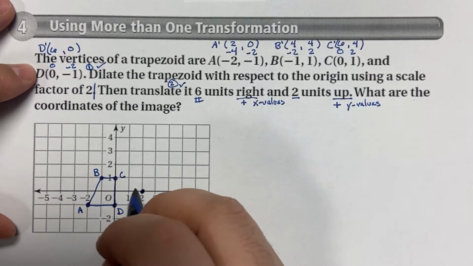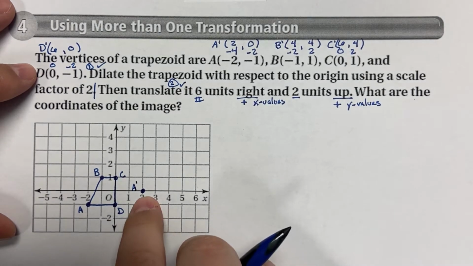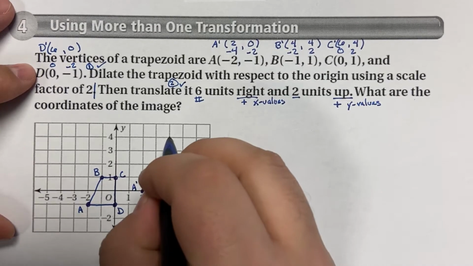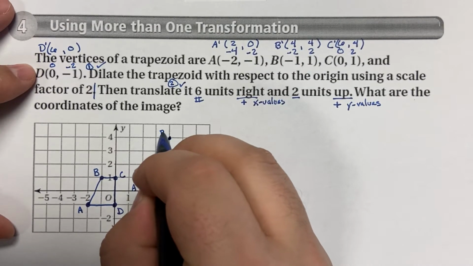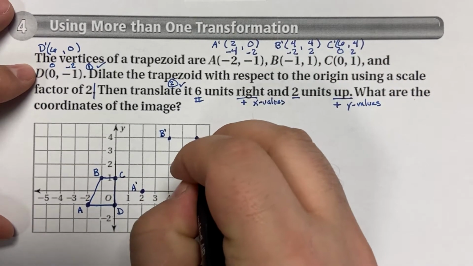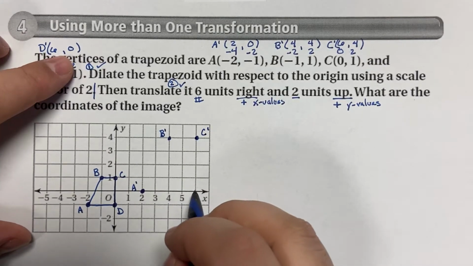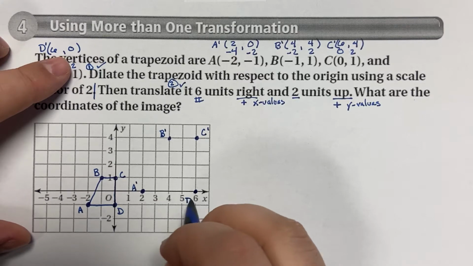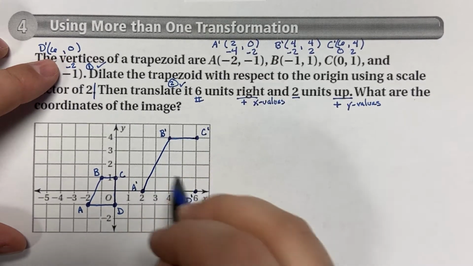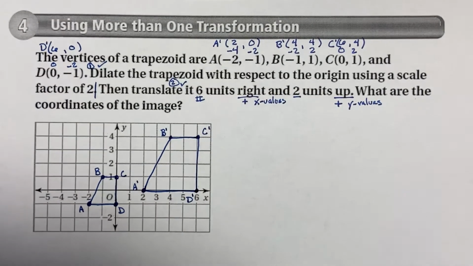So A prime, or the image of A, goes here. B is 4, 4, so B prime. 6, 4 was C, and 6, 0 was D. And there is our image.